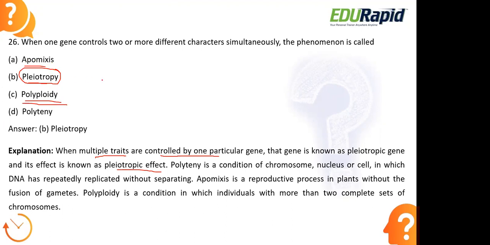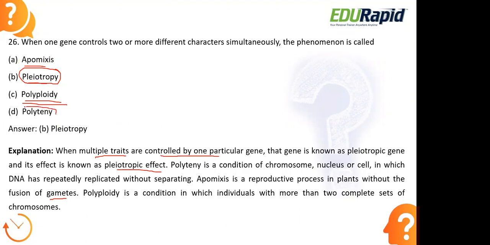Again, when we are looking at apomixis, here is a reproductive process in plants without the fusion of gametes. Without the fusion of the gametes itself, reproduction happens. Gametes, we know that they are the male and female sex cells, right? Without the fusion of these sex cells, usually the reproduction happens. So that is the case of apomixis.